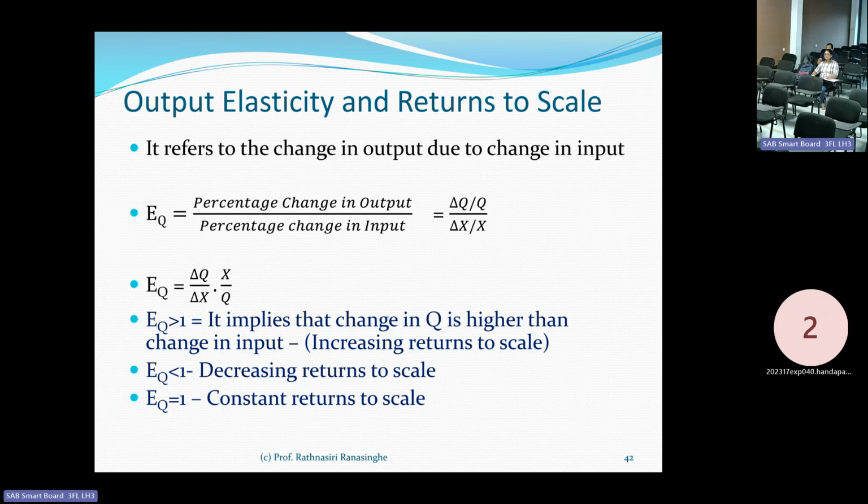If it is equal to 1, that means proportionately both input and output change. Therefore, we can say it's constant returns to scale. So likewise, by looking at this elasticity coefficient, what you derive after calculating this output elasticity, we can identify the relevant returns to scale, the nature of the returns to scale, you can explain.